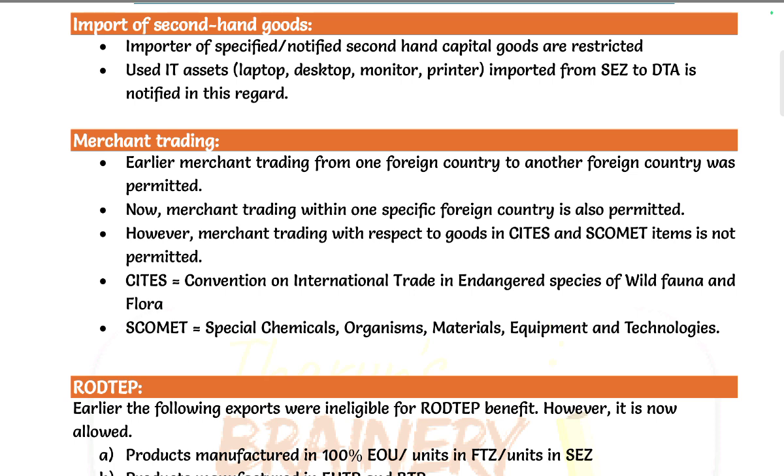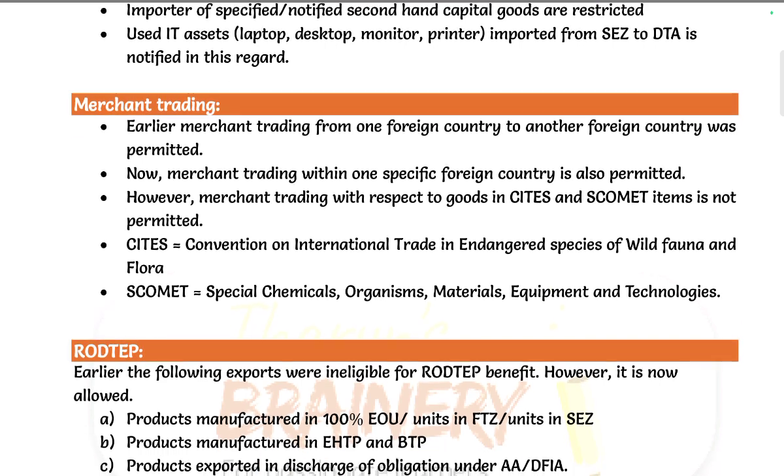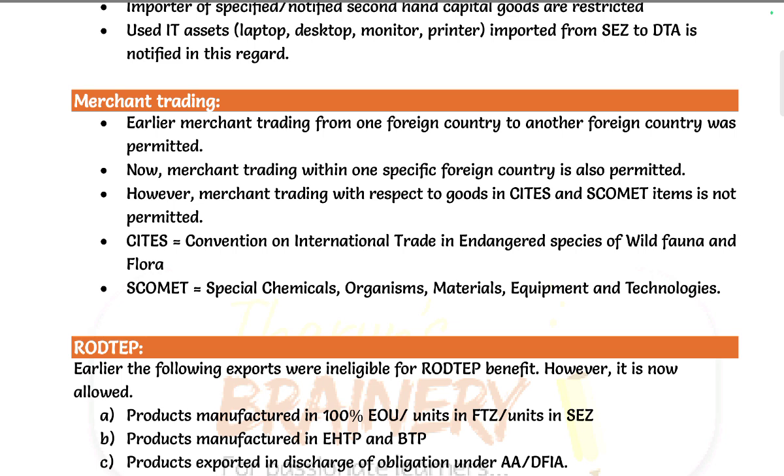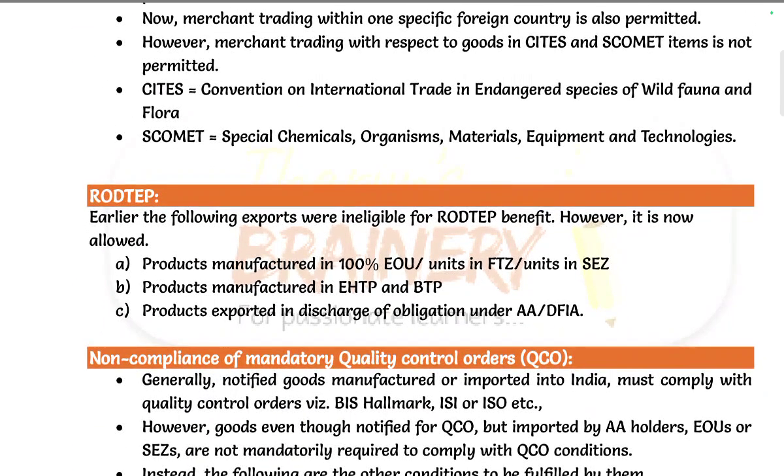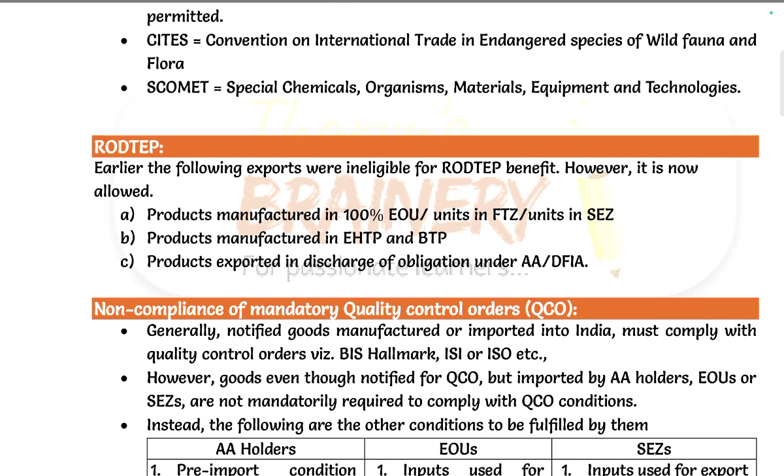However, merchant trading in respect of the goods of CITES and commodity items is not permitted. CITES is the Convention on International Trade in Endangered Species of Wild Fauna and Flora, and SCOMET specific chemicals, organisms, materials, equipment, and technology are not permitted. RoDTEP: the following exports are not eligible for RoDTEP benefit. Production and manufacture by 100% EOU, FTWZ unit, or SEZ unit are not allowed. However, products manufactured in EHTP and BTP are allowed.